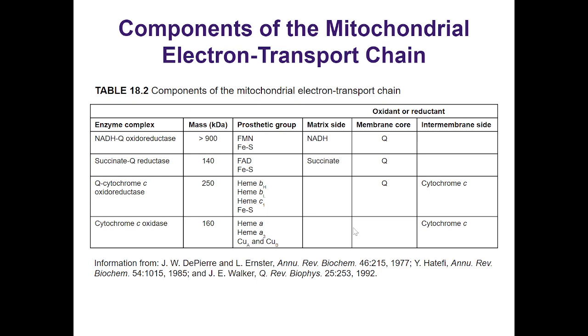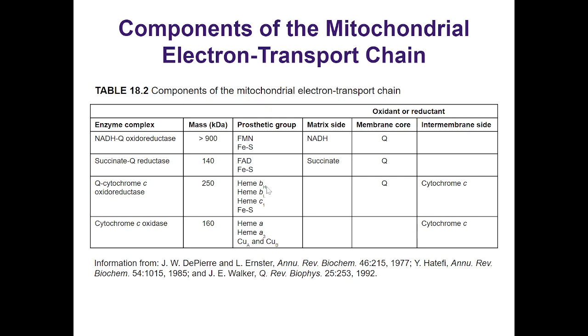So these right here are the components of your mitochondrial electron transport chain. Again, here's the enzyme complex: NADH to Q, succinate to Q, Q to cytochrome C, and cytochrome C. This right here is your masses, by the way. These are the prosthetic groups. Remember the different prosthetic groups we had talked about? This is the FMN right here. This is the Fe-S. Those are usually assembled into complexes, though, which we'll see, where it's more than just one Fe and S.